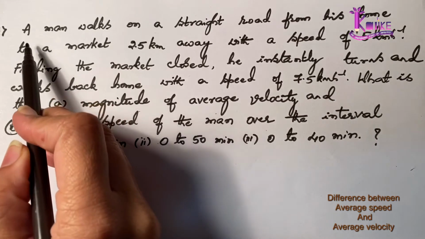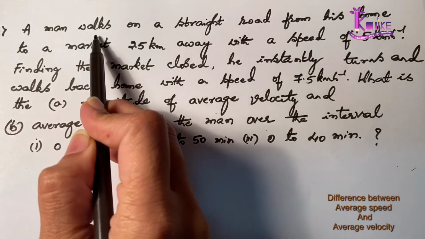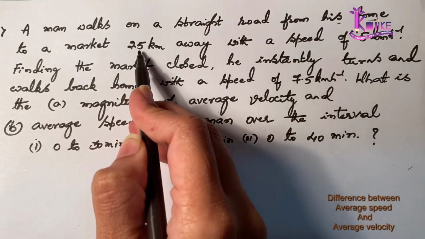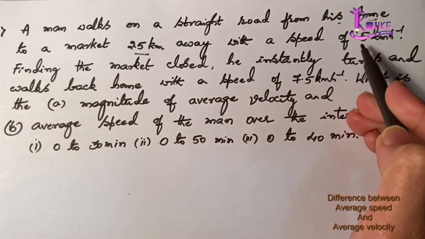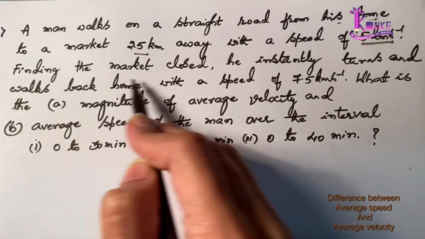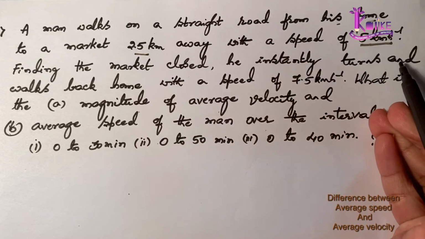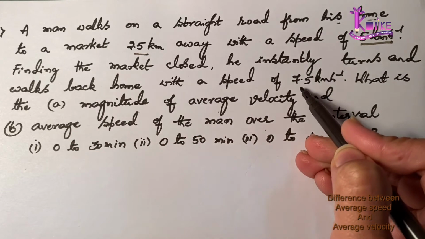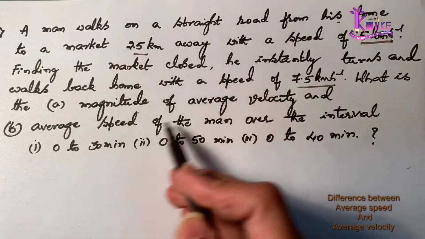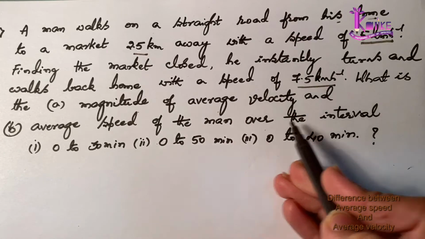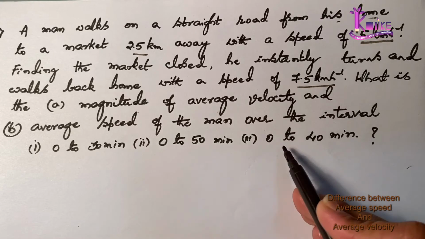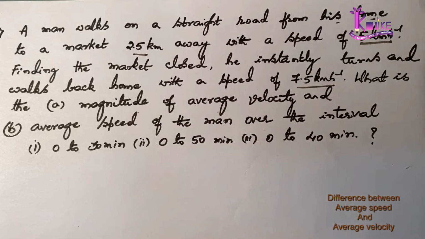Well, this numerical reads: a man walks on a straight road from his home to a market 2.5 kilometers away with a speed of 5 kilometers per hour. Finding the market closed, he instantly turns and walks back home with a speed of 7.5 kilometers per hour. What is the magnitude of average velocity and average speed of the man over the time interval 0 to 30 minutes, 0 to 50 minutes, and 0 to 40 minutes?